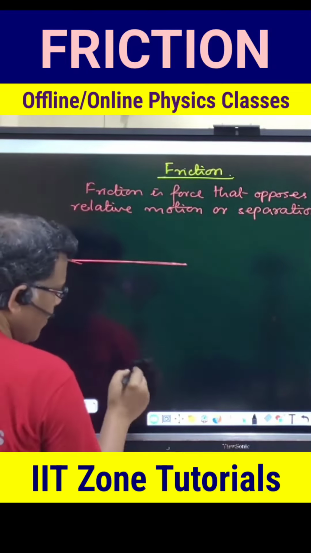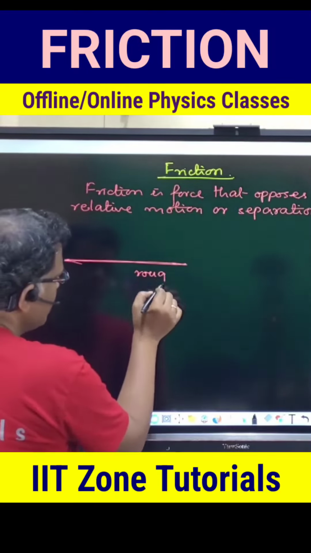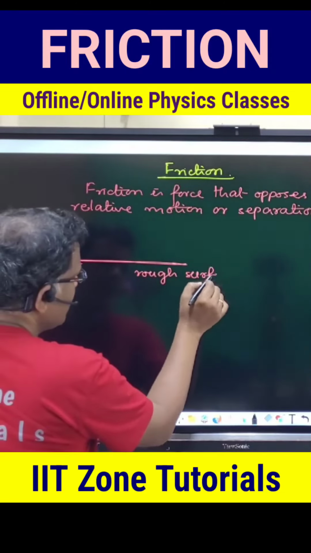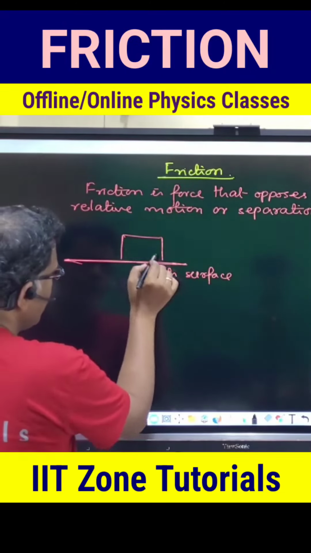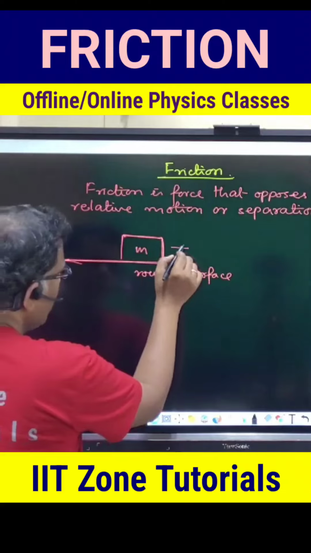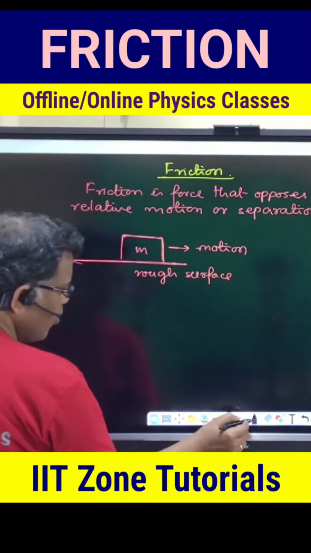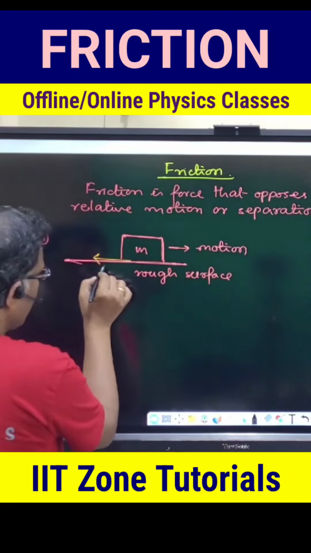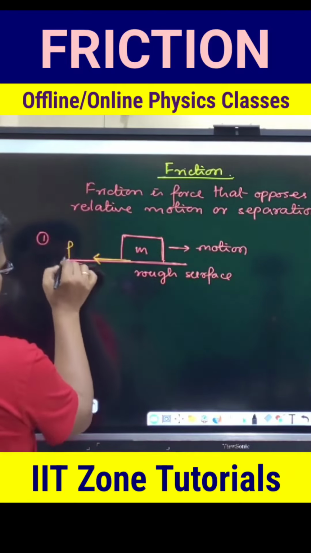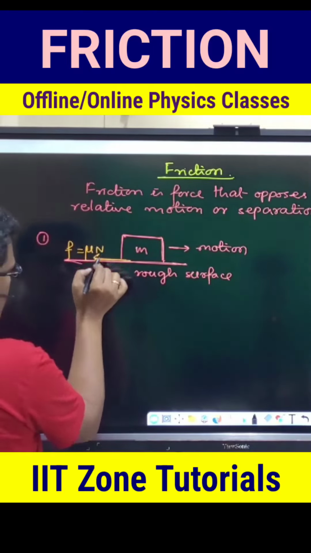Suppose this is a fixed, rough surface, right? Being a fixed rough surface, if any object of mass m is observed to be having motion in the rightward direction, then quite obviously a friction force will act at the bottom of that object by the fixed surface, with an approach of μN.